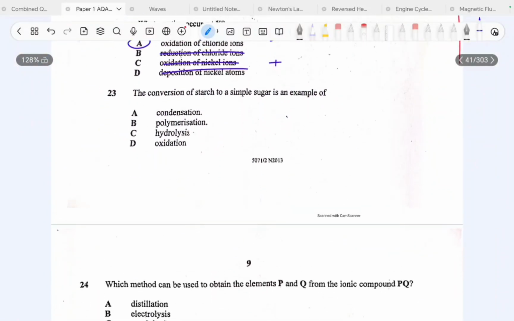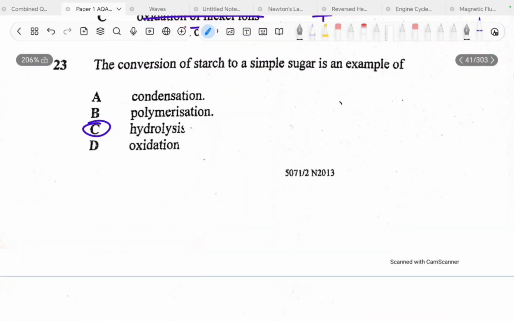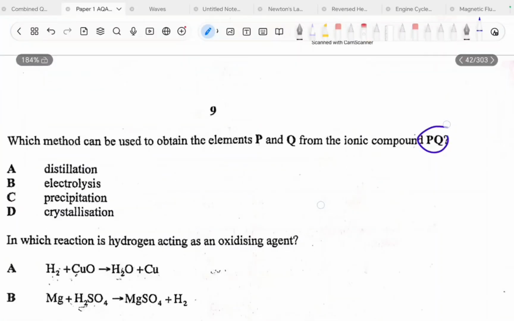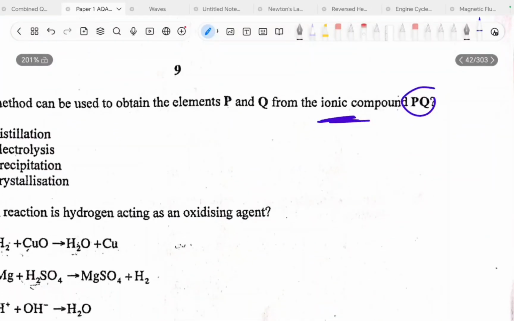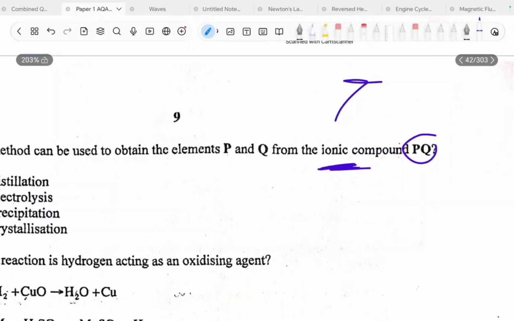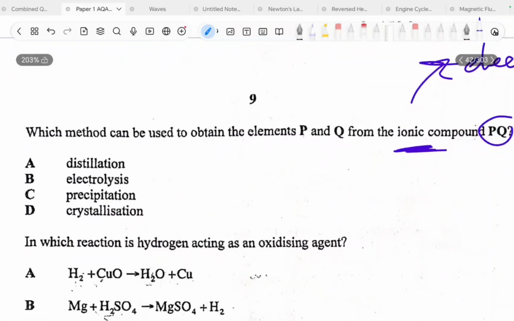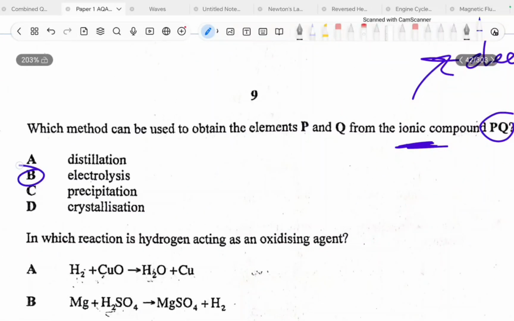The conversion of starch to simple sugar is an example of hydrolysis. I should not be explaining this. This is simple. It's a simple answer. Which method can be used to obtain the elements P and Q from ionic compound PQ? The buzzword is ionic. You can only separate ionic compounds by electrolysis, or by displacement. But displacement isn't in our answers, so electrolysis is the correct answer.